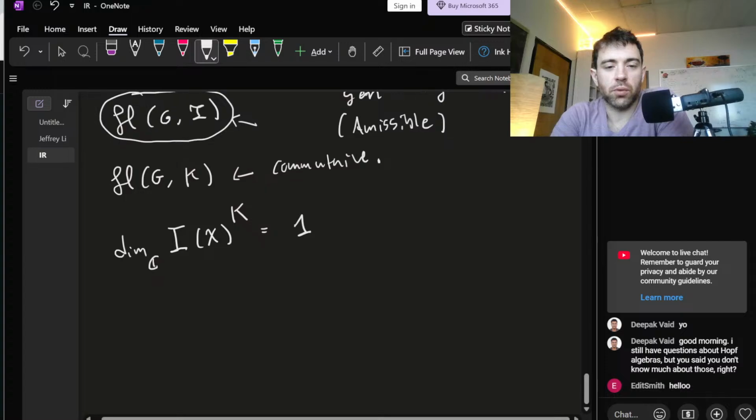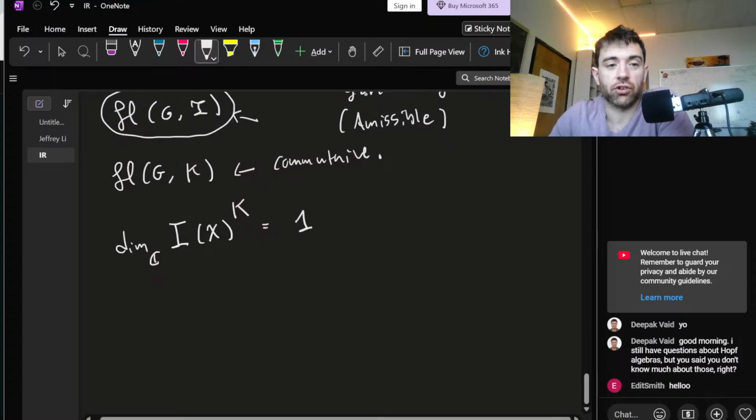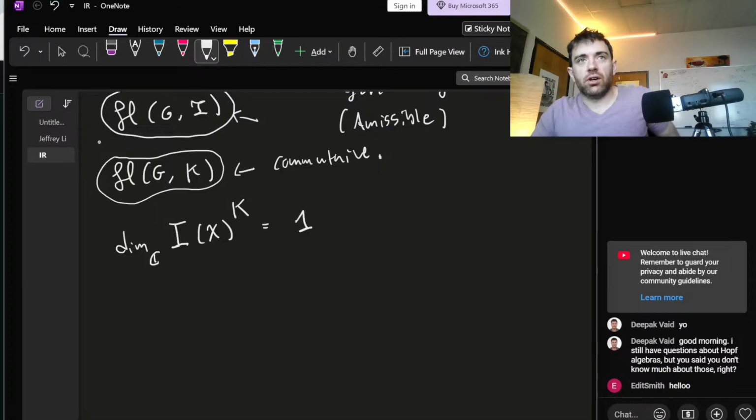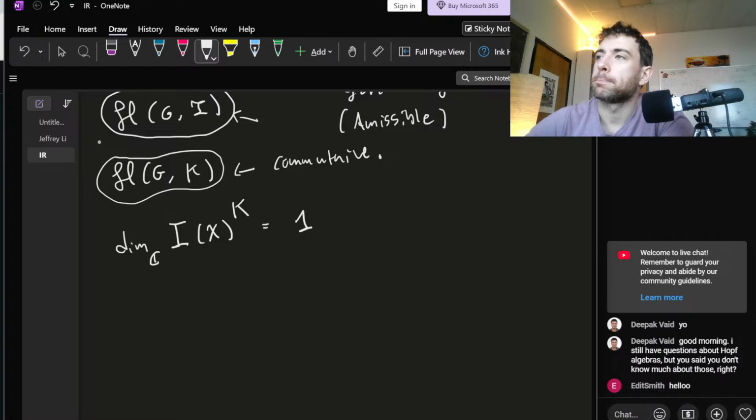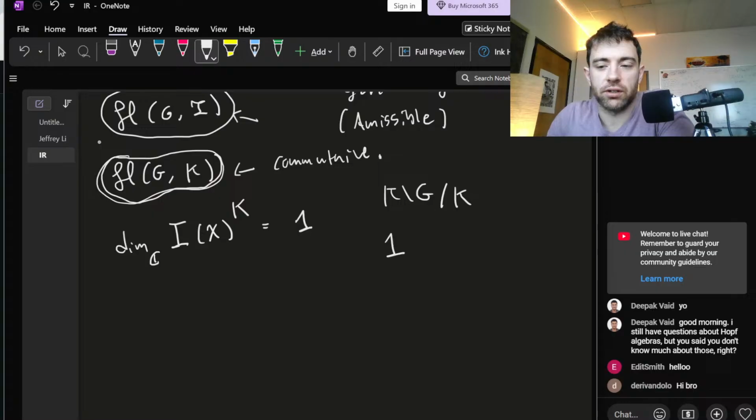So if this module is one-dimensional, then that basically means that the entire action of this algebra is just purely going to be given by scalars. And what scalar is it going to be given by? Well, hang on a second. I have to think about how to describe this. So this algebra should have a basis, right? This is KGK. And so it should have a basis of indicator functions.